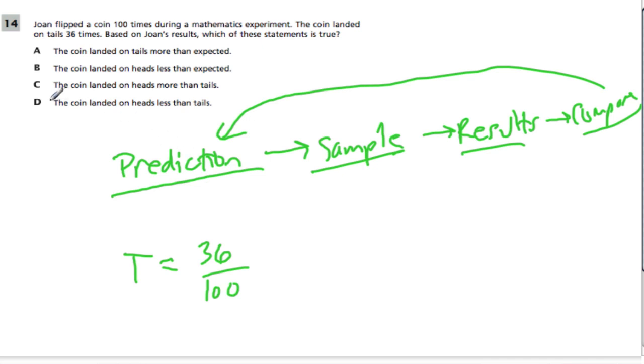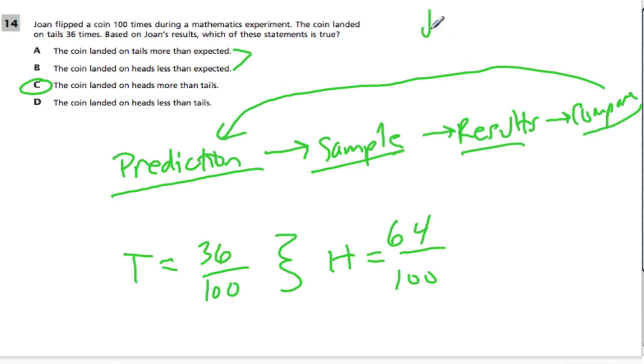So in C and D, the coin landed heads more than tails. Well, here's the thing. If it landed on tails 36 times, we're also saying it did not land 37 or 38, but exactly 36. They're not saying at least 36 times. So that means the rest of the times it landed on heads. So the other 64 times it landed on heads. So the only correct choice here is that it landed on heads more than tails. And in these two cases right here, they don't really apply because we don't get a prediction from her. But sometimes you might get a prediction.